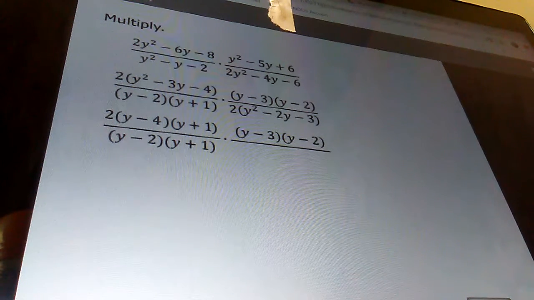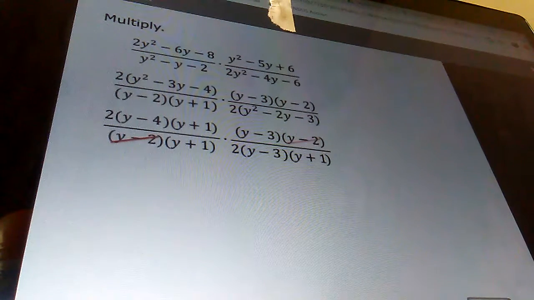Now we have to factor the denominator of the second fraction. Again, the leading coefficient is 1, so we will write y and y. We are looking for two numbers with a product of -3 and a sum of -2. The product of -3 and +1 is -3, and the sum is -2. Now we can divide out the common factors.